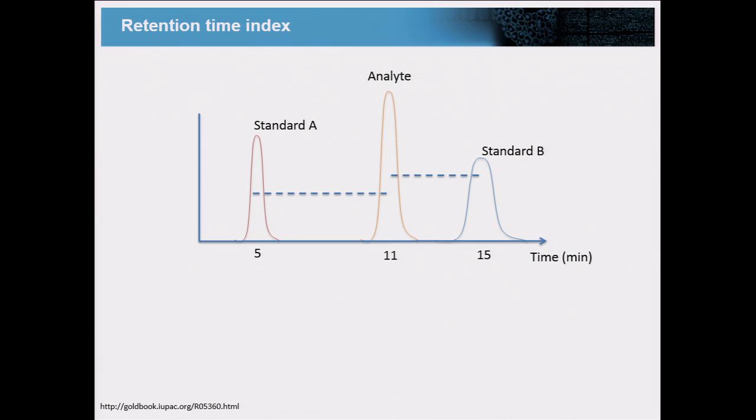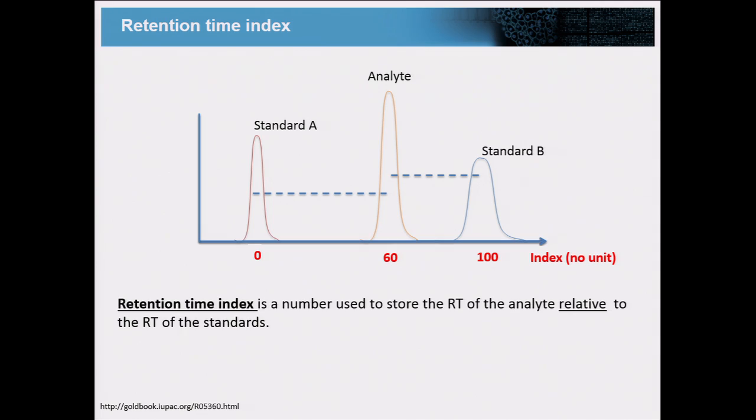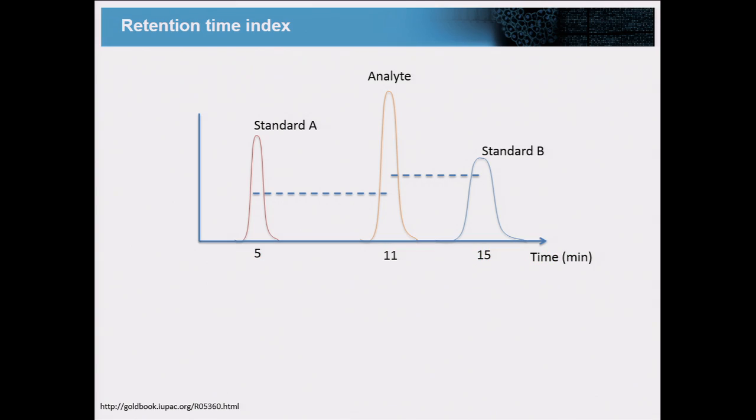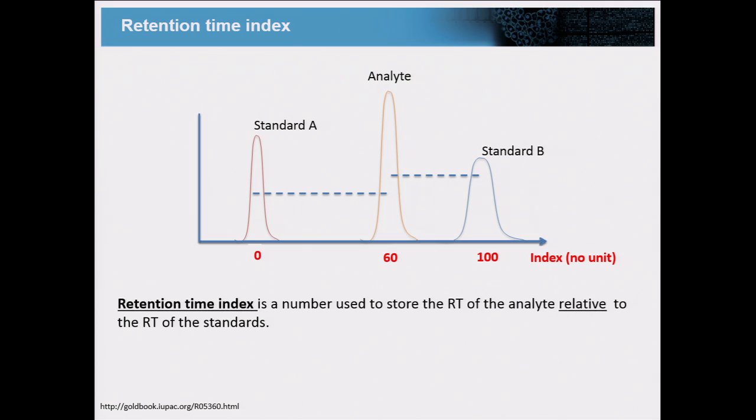So you could basically calculate how far this analyte is from, let's say, standard A, and how much before it is from standard B, and what you would get is a number. This number, which we call a retention time index, is used to store the retention time of the analyte relative to the retention time of the standards. And what you see, if you could all look up, is that before we had a scale in time, so this was 5 minutes, 11 minutes, 15 minutes, and when we do this process of using a retention time index, we move into some sort of value that actually doesn't have units. It just tells me this amount after this standard, and this amount before this standard.